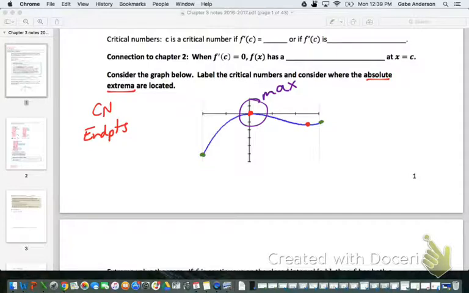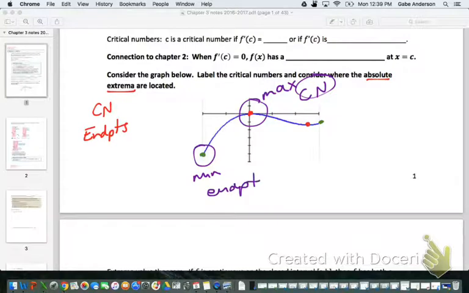And then the minimum would happen over here. Again, I don't see any place on that graph that has a lower y value than this point over here. So maybe something interesting to think about here is that you can see that the maximum actually happens at a critical number, right? That's a place where f prime of c equaled 0, but the minimum happened at an endpoint.